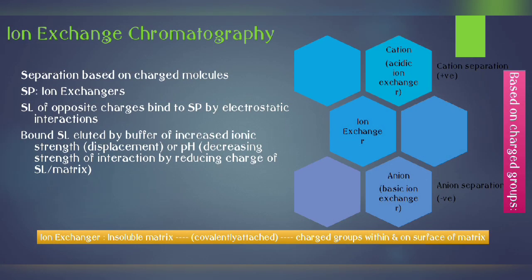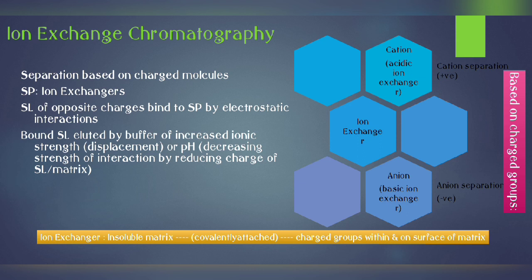Then ion exchange chromatography. Ion exchange chromatography separates molecules based on charge. Here the stationary phase is an ion exchanger, which is an insoluble matrix covalently attached to charged groups within and on the surface of the matrix. The solute is bound to the insoluble matrix containing charged groups. After that, the bound solute can be eluted by increased ionic strength or by changing the pH, which leads to displacement or decreasing the strength of interaction.